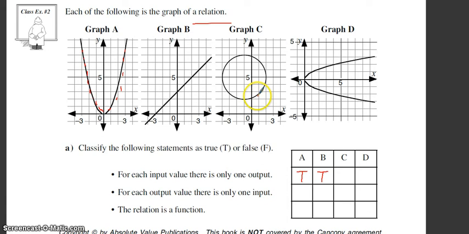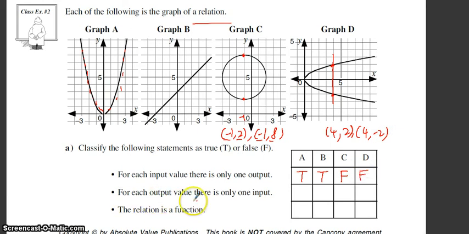How come? Because, for example, when the input is -1, the output could be 2, it could also be 8. Here you can list -1, 2, and -1, 8. For the same input, you could have two possible outputs. That's not a function. False. And same for D here. Just identify, for example, this point 4. You can have 4, 2 and 4, -2. So it is not.